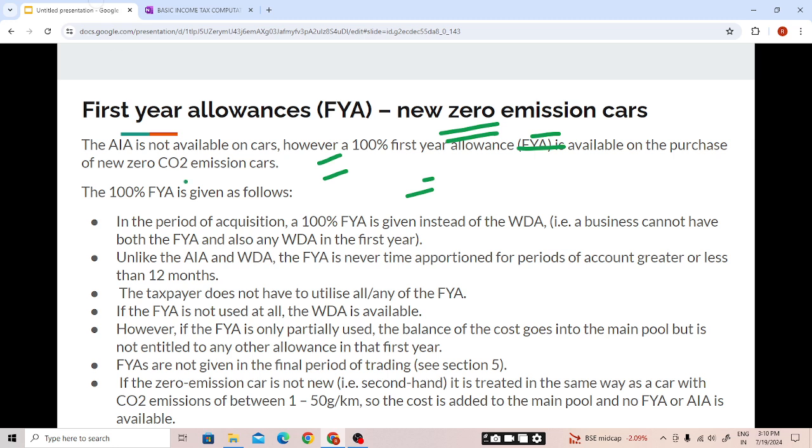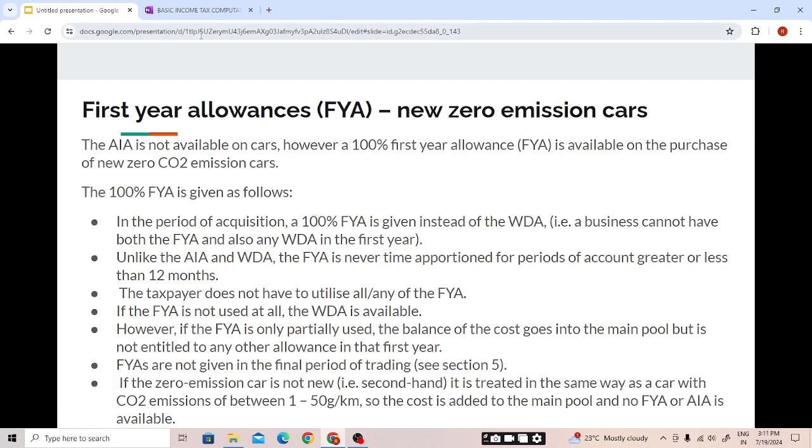Because if we partially claim the FIA, on the partial amount FIA will be available, but on the rest amount WDA will not be available in that first year. From next year we can calculate the WDA, and FIA will not be reduced proportionally as per the accounting period, because it is provided on the value of the car.